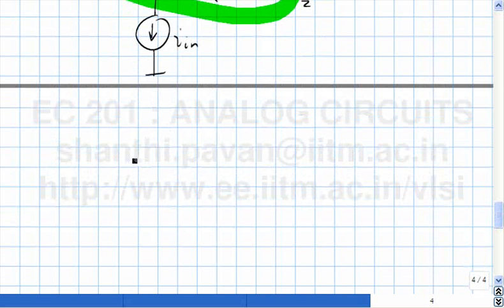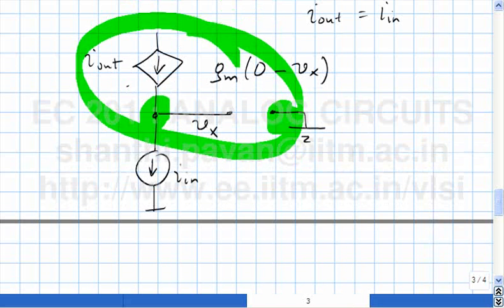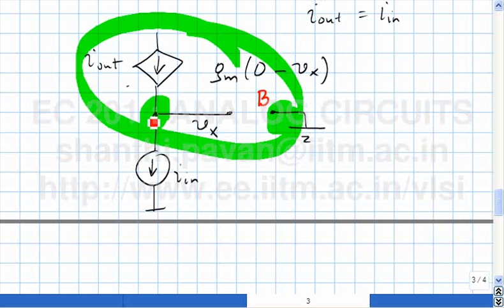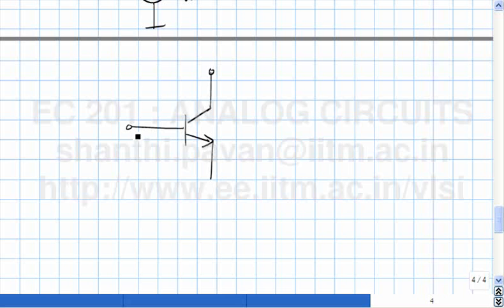And lo and behold, which is the base now? So this must be the base, this must be the emitter, so this must be the collector. So the incremental diagram, the base must be grounded, the input current source incrementally must look like this, and the output current source is basically incremental current flows out that way.